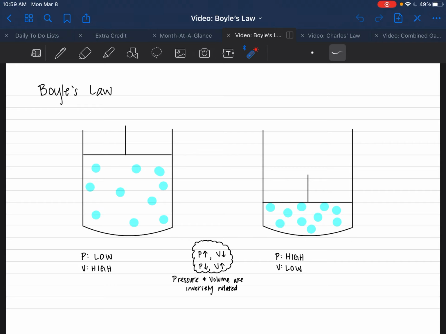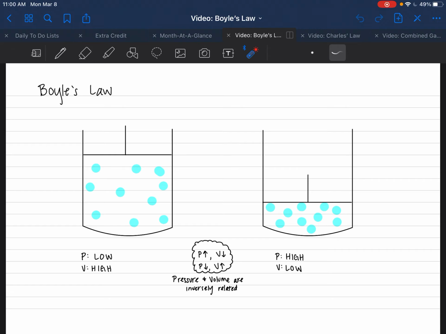In the container on the left, notice we have this plunger at the top and it's not pushed down very far, so that volume is still relatively large or high. Because that volume is high, those gas molecules have plenty of room to move around. They're still going to be bouncing off of each other and off of the walls of this container from time to time, but it will not be too frequently. So we can say that the pressure is low while the volume is high.